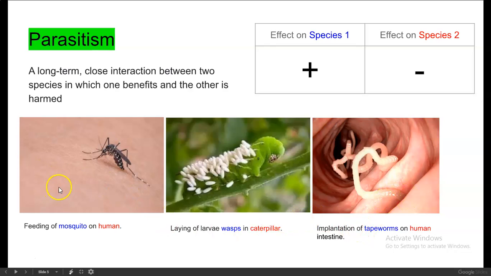For example, a mosquito feeding on humans is going to feed on lots of different hosts. Laying of larvae by wasps in a caterpillar, implantation of tapeworms in the human intestine. All right, so this tapeworm, for example, is benefiting because it's getting nutrients from the human. The human is being harmed because the tapeworm is getting the nutrients that should be going to the human, but it's different than predation in that the tapeworm isn't killing the human.